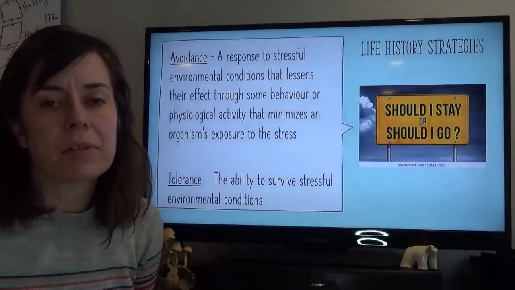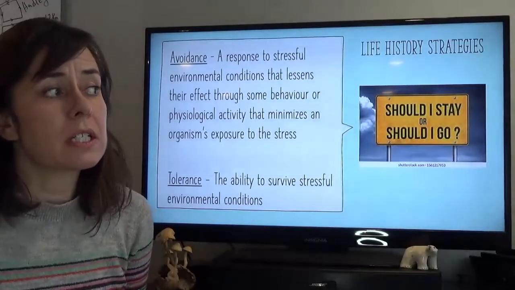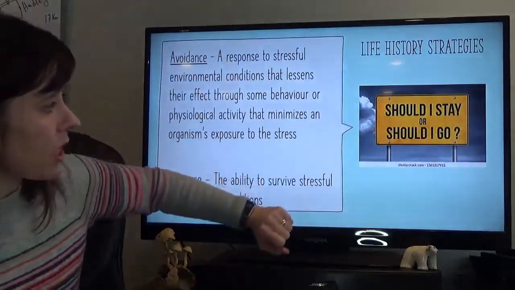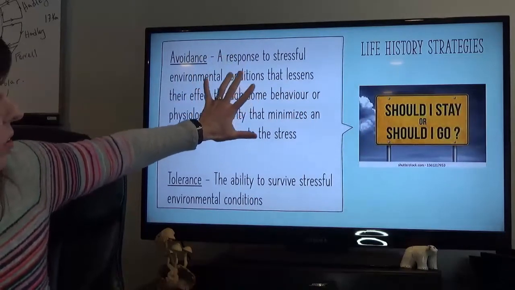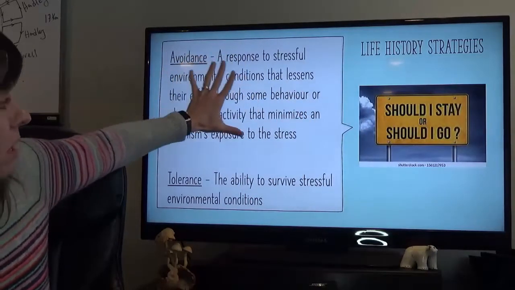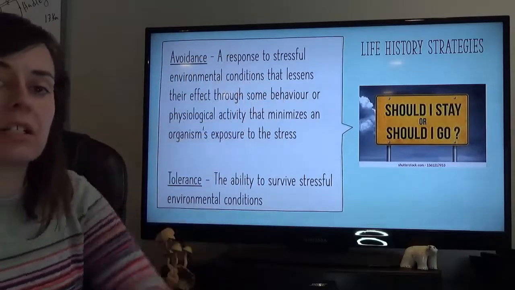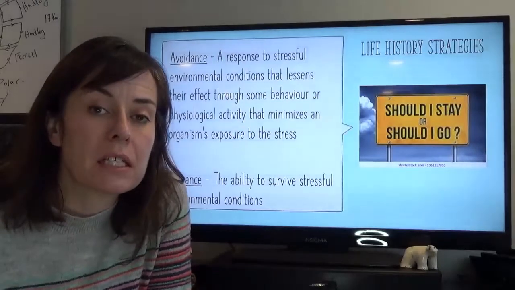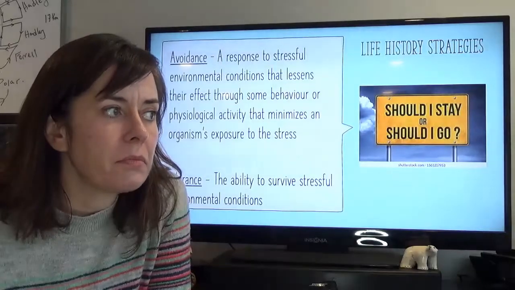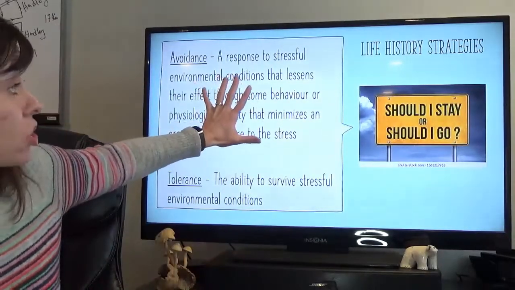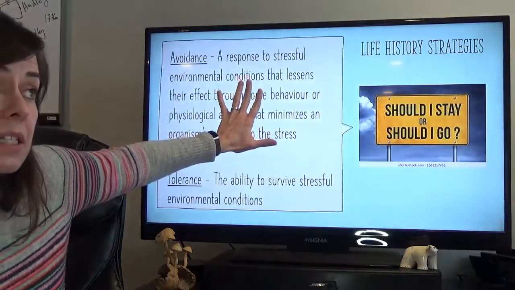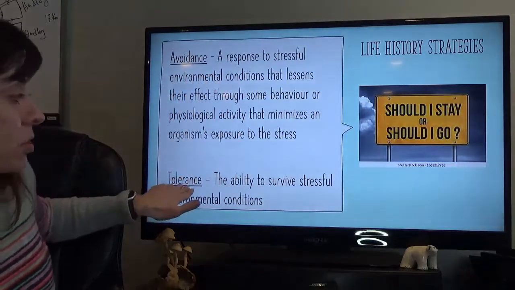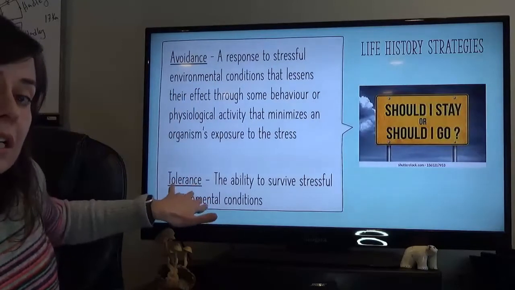Okay, so we'll get into some examples of these, but there tends to be a spectrum from this sort of avoidance, or should I stay or should I go, I guess would be a good analogy, to this ability to modify how that stress is acting on you. And a great example, if we think about desert environments, is that you have some plants that have physiological mechanisms and morphological structures that allow them to tolerate the low water and high temperature conditions of the desert.